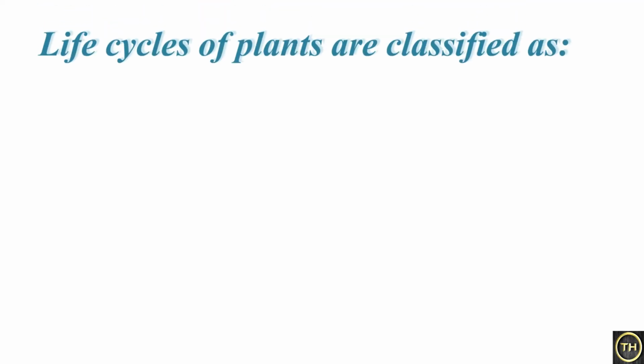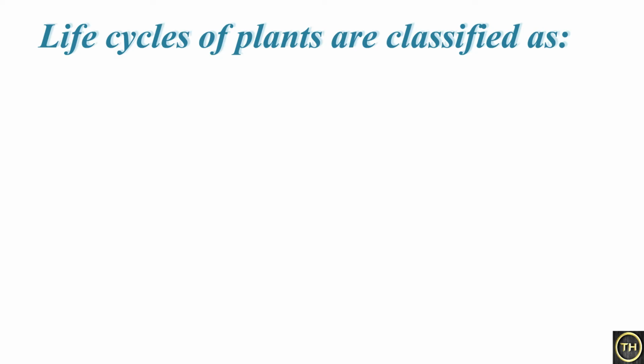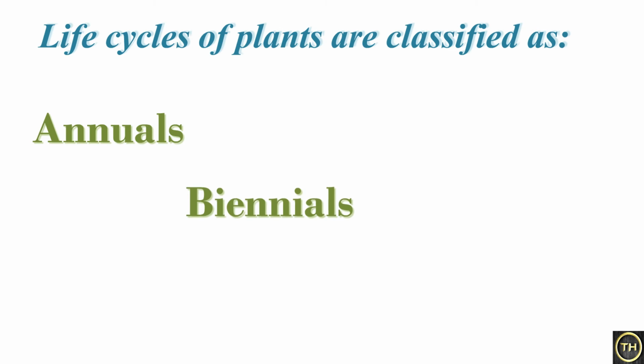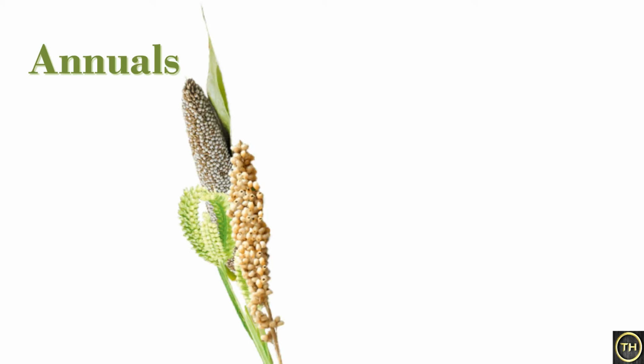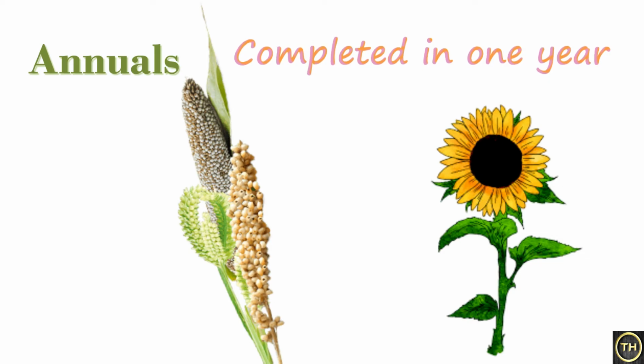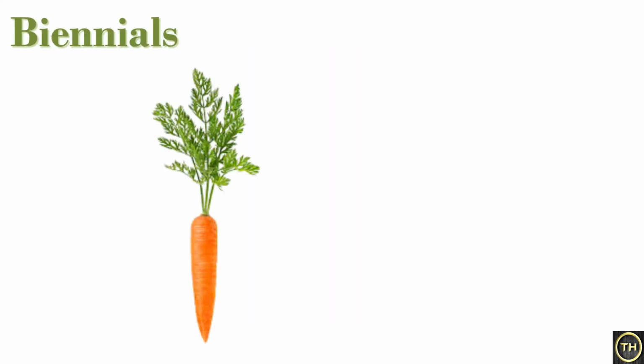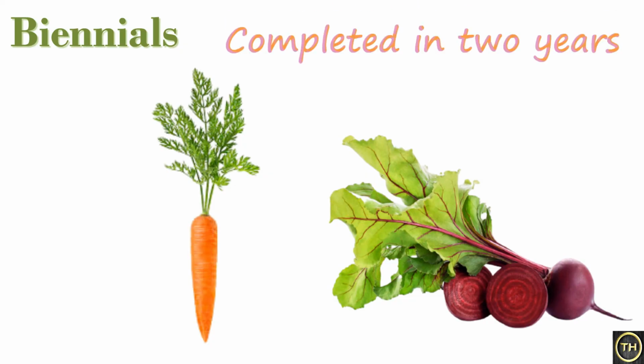Now we are going to learn about the life cycle of plants, and that is classified as annuals, biennials, perennials. Now we will see each in detail. Life cycle of plants like jowar, sunflower is completed in 1 year. These plants are called annuals. The life cycle of plants like the carrot, beetroot is of 2 years.